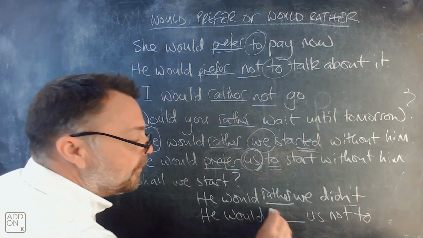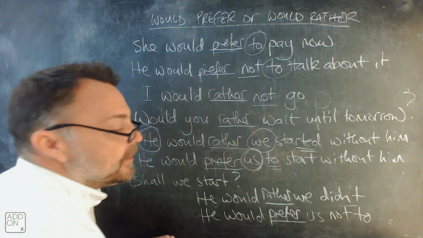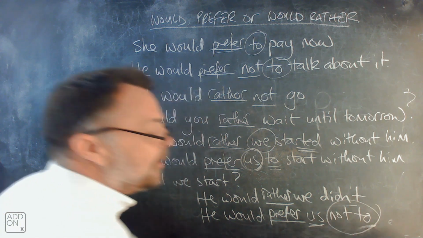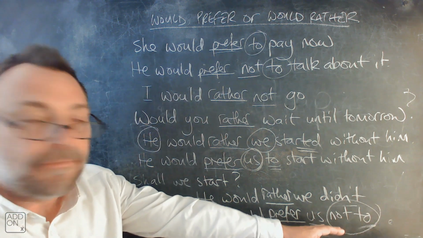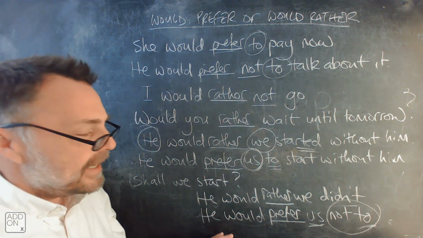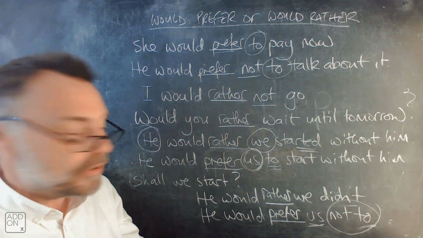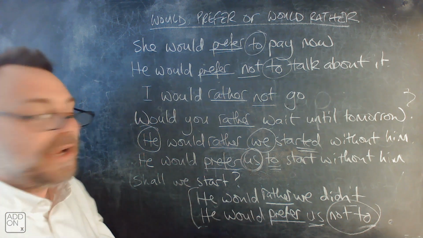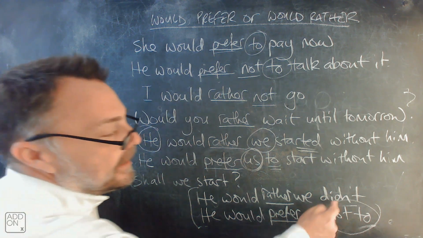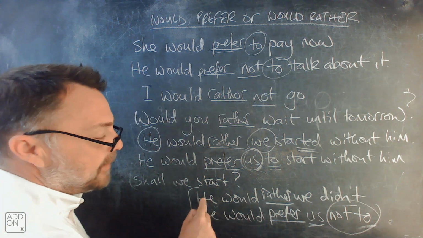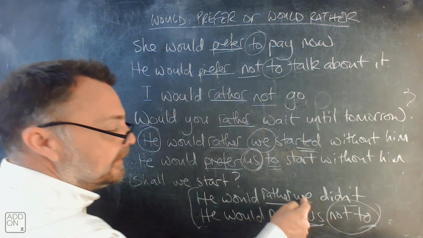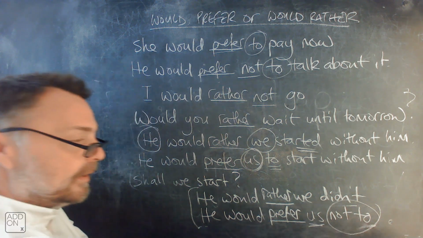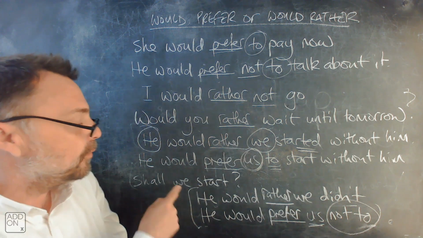If you use prefer, you're going to use the object pronoun and you're going to use to, which is part of the infinitive. So, shall we start? He would prefer us not to. Okay, so these two are answers to this question. And we are using the auxiliary in the past because we have different subjects. And we are using the object pronoun and the to because we don't need the verb when we have this type of question.